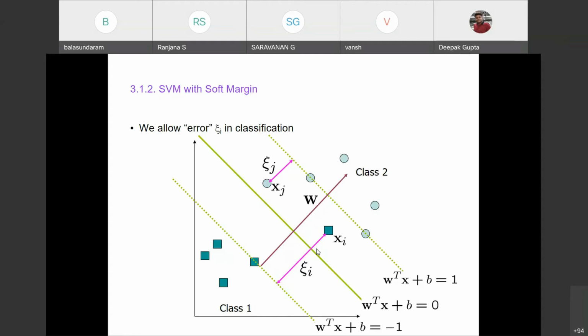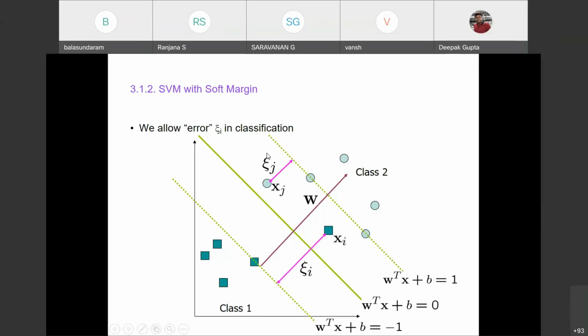For example, there's the xj point. You can see that it has to lie on the upper side of the parallel hyperplane W transpose x plus b is equal to 1, but it's lying on the other side. We allow it. And in this case, we associate to this particular point, xj, a penalty. What is the penalty? The penalty is zeta j, and zeta j is the distance between the point xj and the parallel plane W transpose x plus b is equal to 1. How far away on the wrong side the point xj is placed.